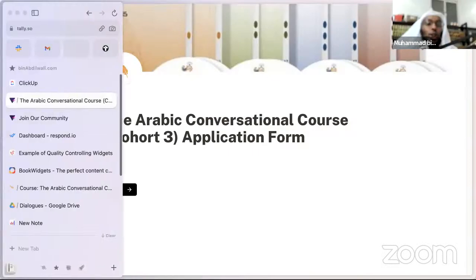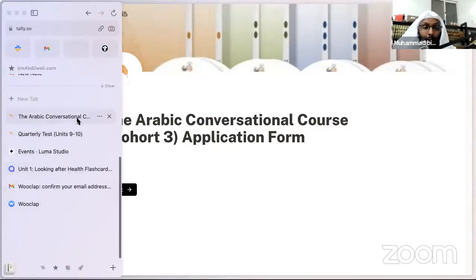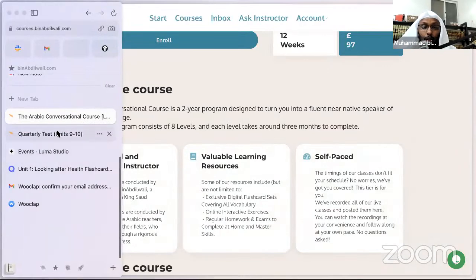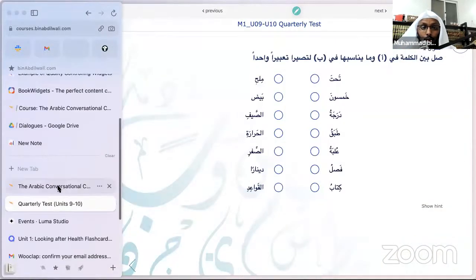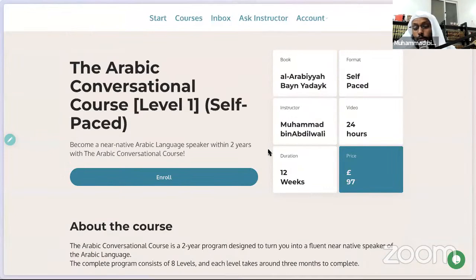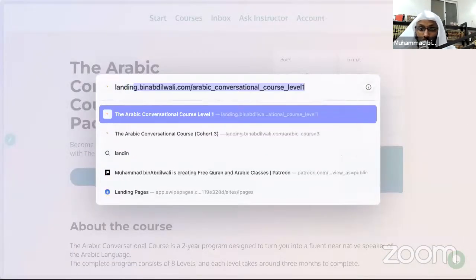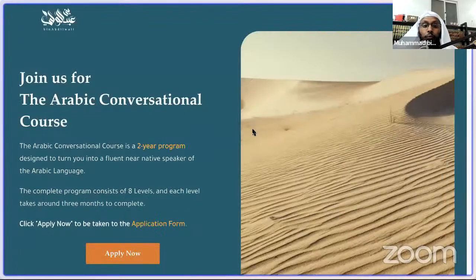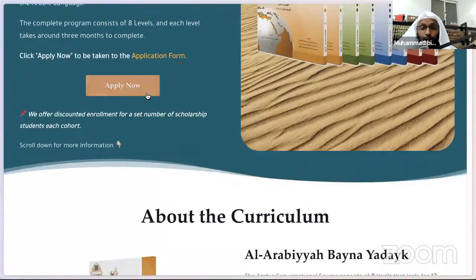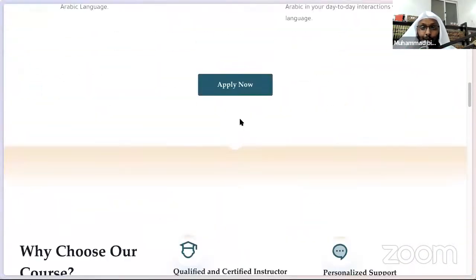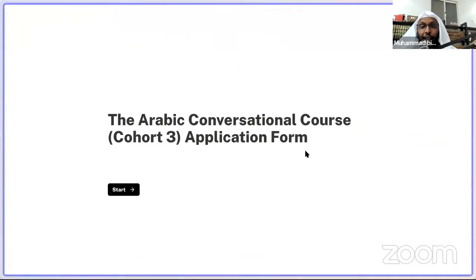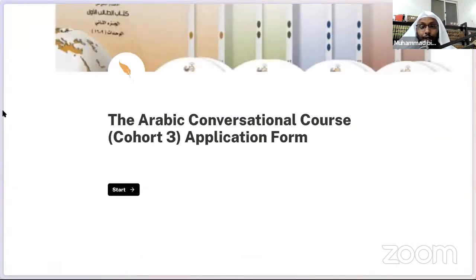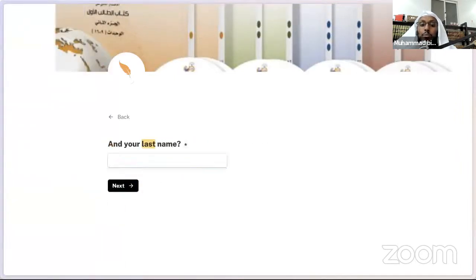So once you click the link, like we said on the landing page, any of these links, apply now, whenever you feel like clicking it, it will take you here, which is the application form. When it comes to the application form, you click start, you put your name, your last name, email, very straightforward.